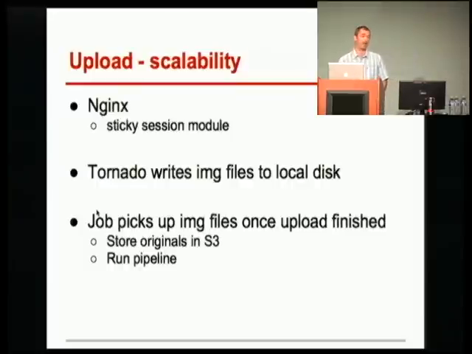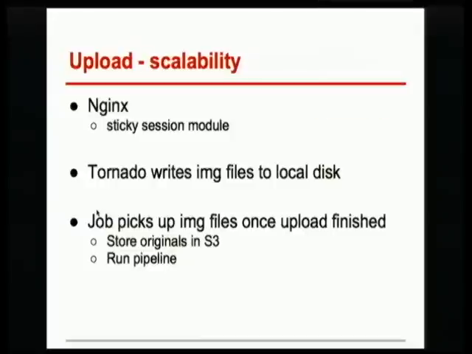And then we have a Python job that picks up these image files once the upload is finished. And the first thing we do is store them. I'll give more details on that later. And then we run the pipeline. Again, super simple stuff. We actually don't use a queue. We don't use RabbitMQ or things like that. When the upload is done, Tornado just writes a sentinel file saying upload ready, uploadID.ready, it's a file. And then all the Python daemon has to do is check for these files. Super simple, works really great.